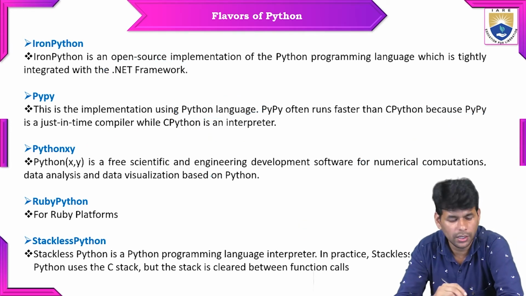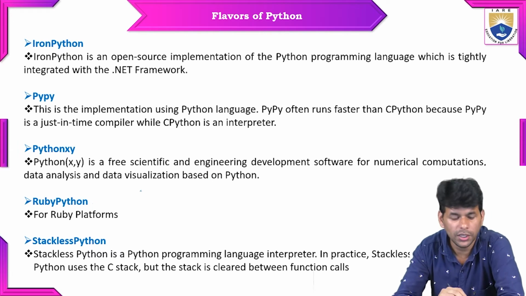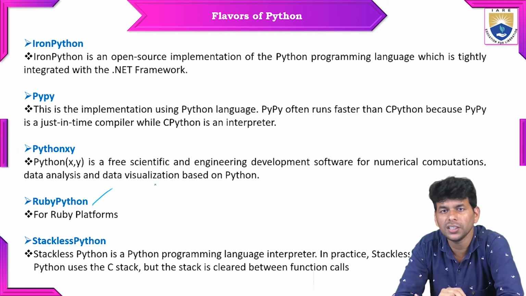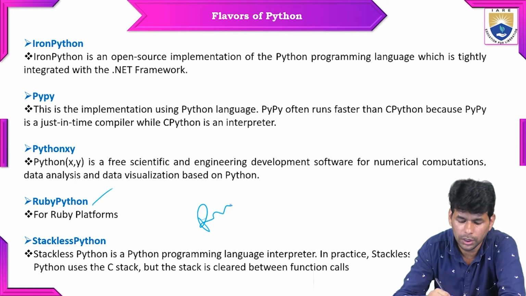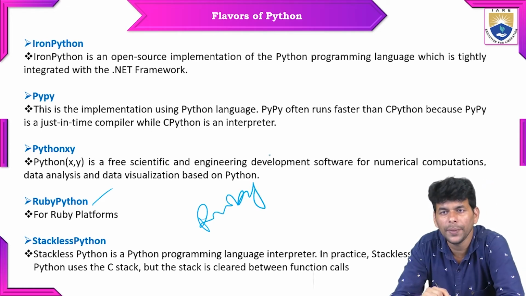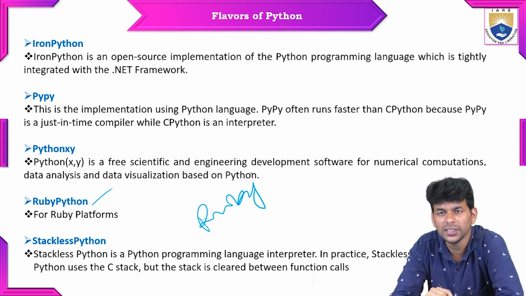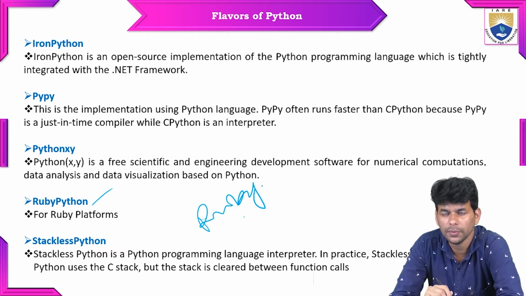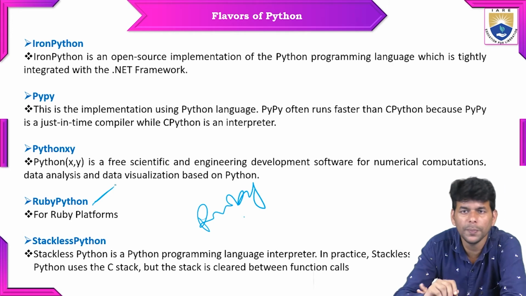The next one is Ruby Python. What is this Ruby Python? Ruby is a programming language just like C and Java and many more. To work with Ruby programming language, mainly with integration of Python, the developers introduced one flavor of Python, which is this Ruby Python.